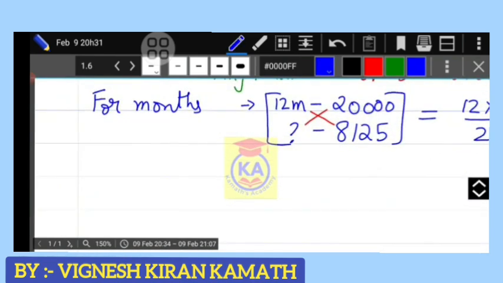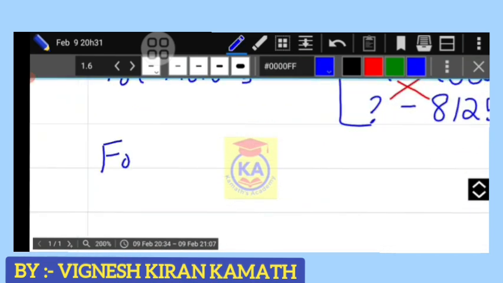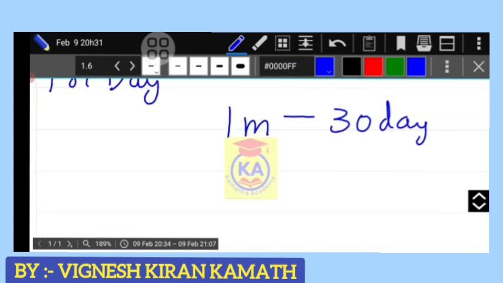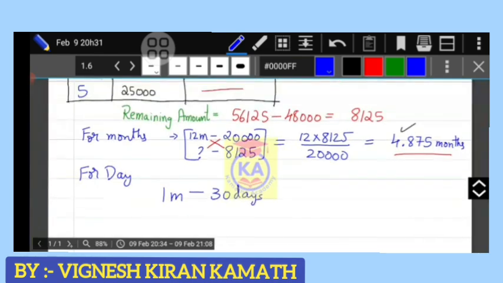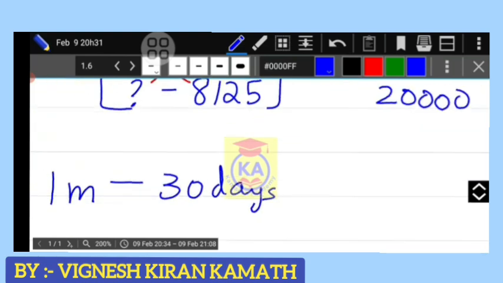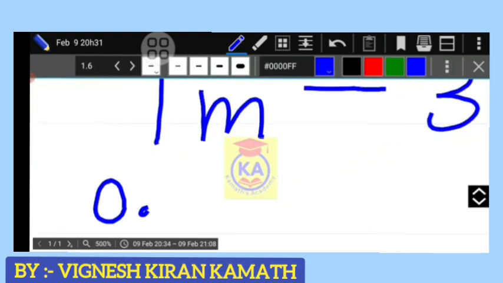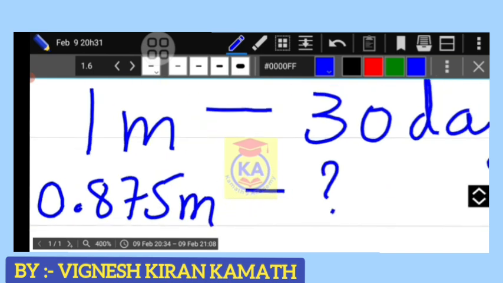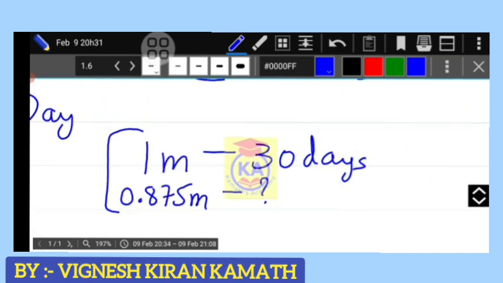Okay, let's see. Write the heading here for days. 1 month, how many days? That you have to know. 1 month, 30 days, right? 1 month, 30 days. Here 0.875 months, how many days? You are going to apportion. 0.875 months, how many days? We are going to apportion it in this form.